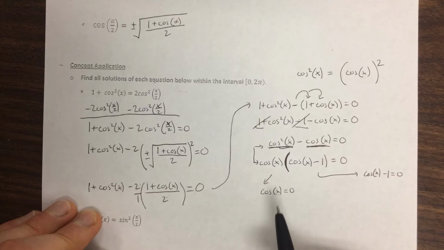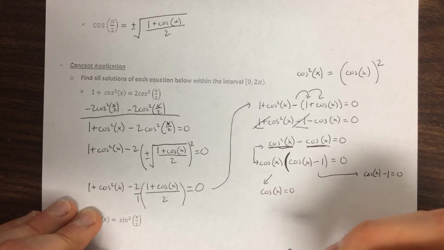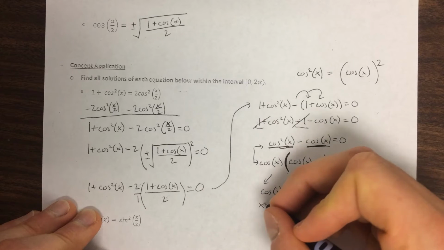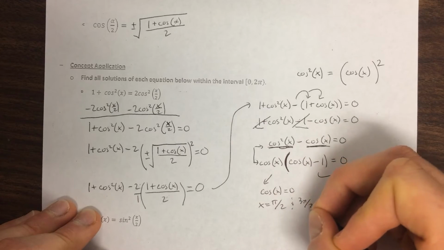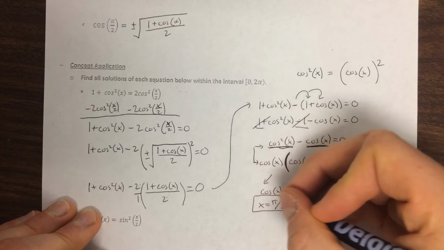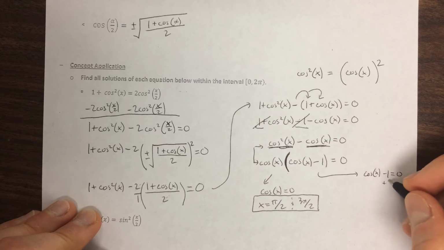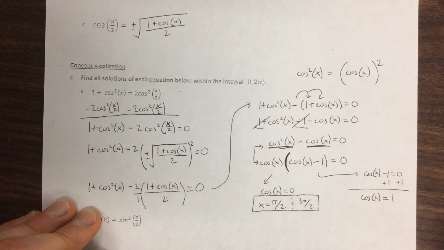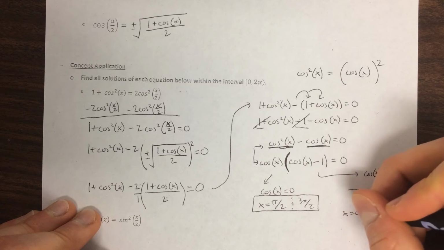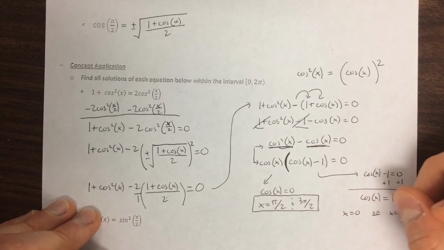From here we look, where does cosine of x equal 0? Well, cosine of x equals 0 at pi over 2 and 3 pi over 2 on our unit circle. Here we would add 1, cosine of x equals 1. And in class we had a semi-interesting discussion about this. We said, where does cosine x equal 1? Well, cosine x equals 1 at 0 or 2 pi. So I'm actually going to write x equals 0 or x equals 2 pi.